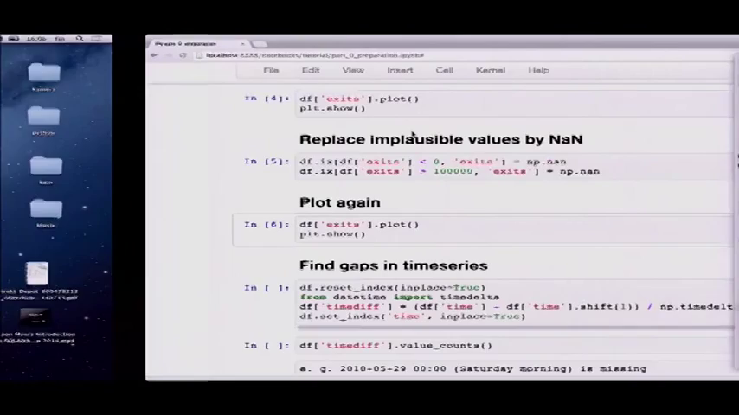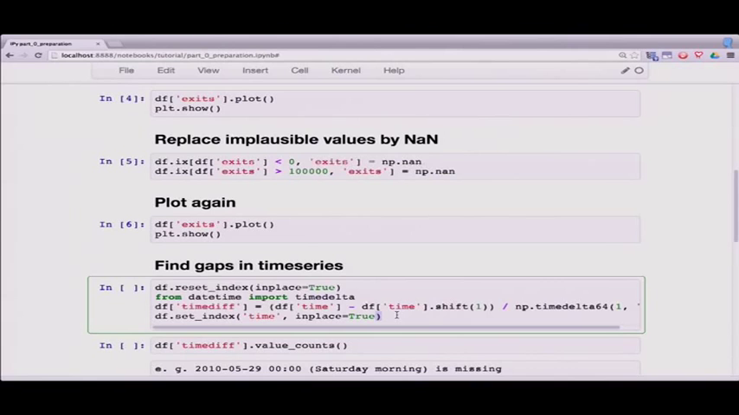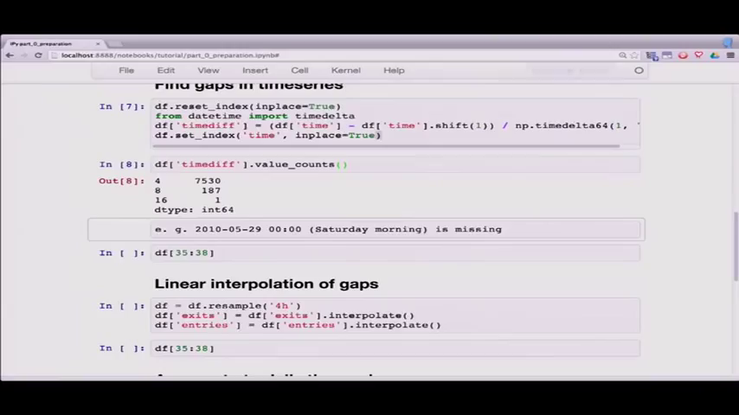So, going back. So now we are checking this time series for gaps. Okay, so time value counts. We expect 4 hour intervals in this data, but we also have 8 and 16 hour intervals. So I looked into the data and every Saturday morning interval is missing in the data. I don't know why, and we have to deal with it because we want a time series without gaps.